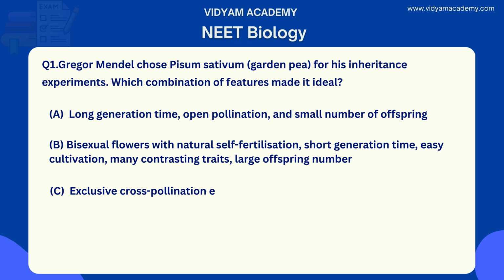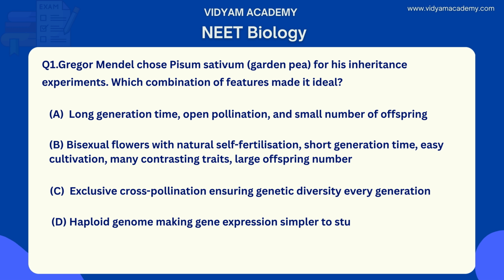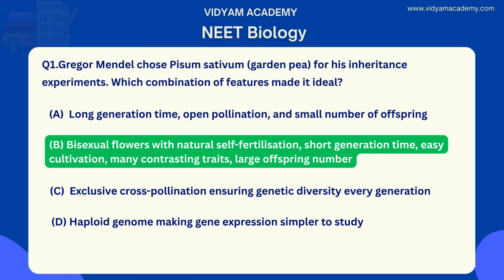Option C, exclusive cross-pollination, ensuring genetic diversity every generation. Option D, haploid genome making gene expression simpler to study. What is the right answer for this question? The right answer is option B. Bisexual flowers with a natural self-fertilization, short generation time, easy cultivation, many contrasting traits, and large offspring number.